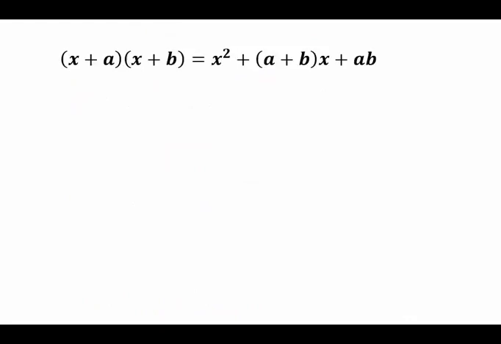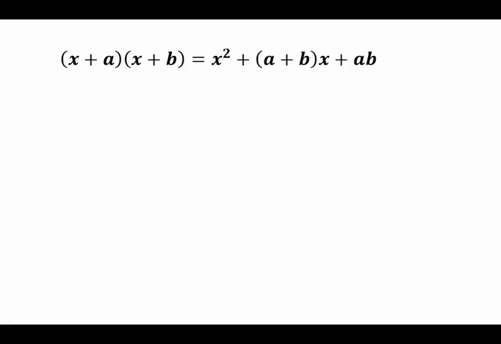Okay, so let's take a look at the following thing in general. In general, we can say that if I have x plus a times x plus b, it's going to equal x squared plus (a plus b)x plus ab. Oh my gosh, what a mess. I really don't like this. Too many variables.